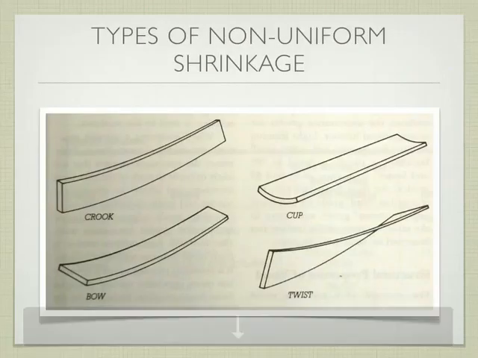So these are our different types of non-uniform shrinkage. Crook is in the length of the board. A bow is in the flat side of the board. A cup is when the board curves up across its width. And a twist is bad. So if you've ever been in Home Depot or Lowe's or whatever, certainly if you were ever there when I was there, you'll see people climbing up in the lumber stacks and going through the whole pallet of lumber trying to find the best boards.